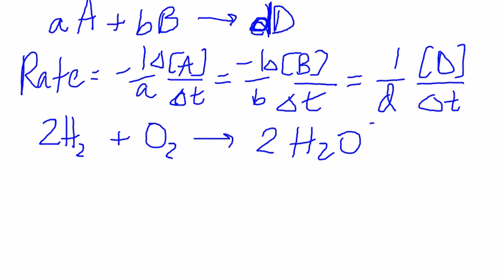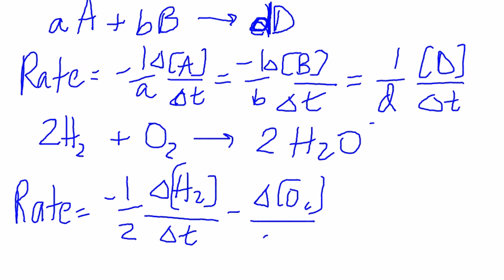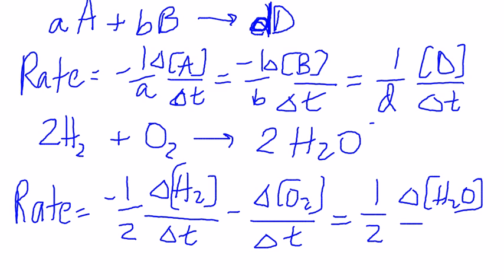Alright, here's the answer. Rate is equal to minus 1/2 the change in the hydrogen concentration over time. It's also equal to minus the change in the O2 concentration over time. And it's finally also equal to 1/2 the positive appearance in concentration units of water over time.